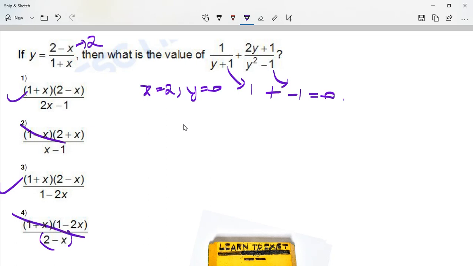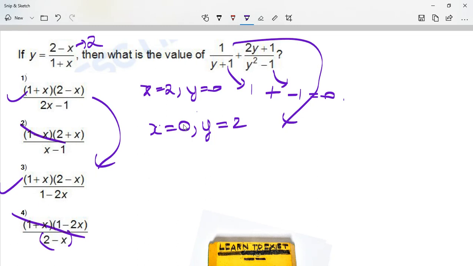Okay, so we have two options, and interestingly this is the negative of this one. Okay, so I'll do another thing. I'll substitute x as 2. Sorry, x is 0. Okay, if x is 0, y will be equal to 2 by 1. So 2. So I can see if y is 2, this part will be positive and this part will be again positive, right? So the final answer will be positive.